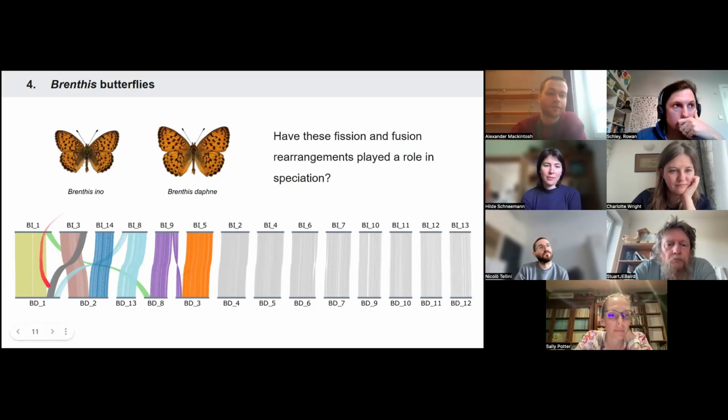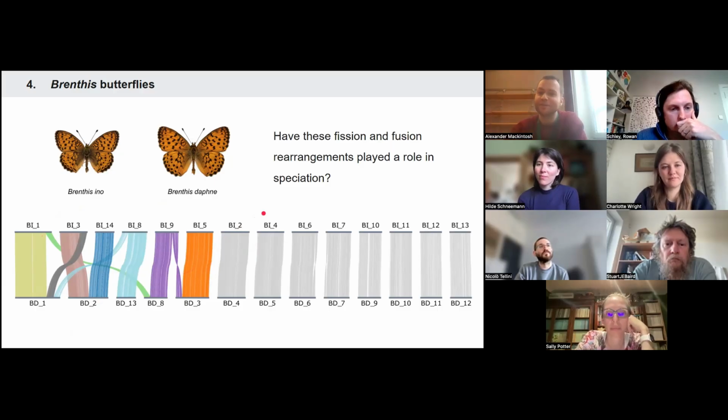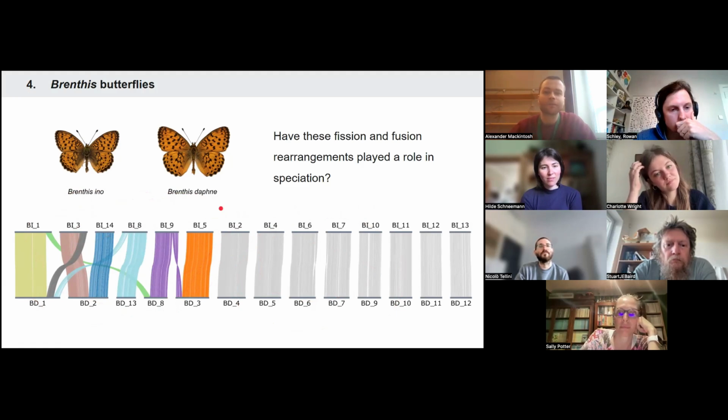And so given these rearrangements, we can ask the question, or try and ask the question of, have these fission and fusion rearrangements contributed to speciation? And I think this is a really nice system to test this question, as half the genome is essentially unaffected by these rearrangements, whereas the other half has at least some involvement in the rearrangement history.